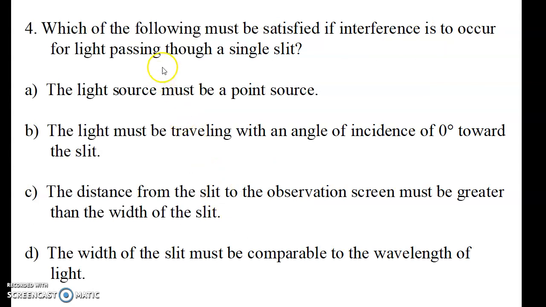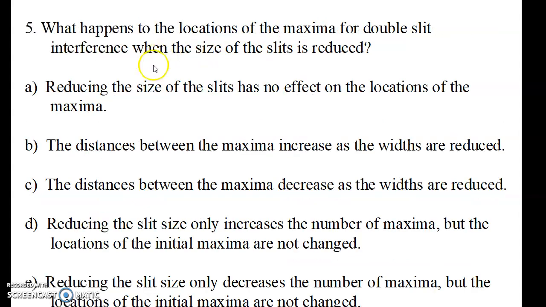4. Which of the following must be satisfied if interference is to occur for light passing through a single slit? And it's here: reducing the slit size only increases the number of maxima, but the location of the initial maxima is not changed, okay? So the slit size changes the number, but not the location.